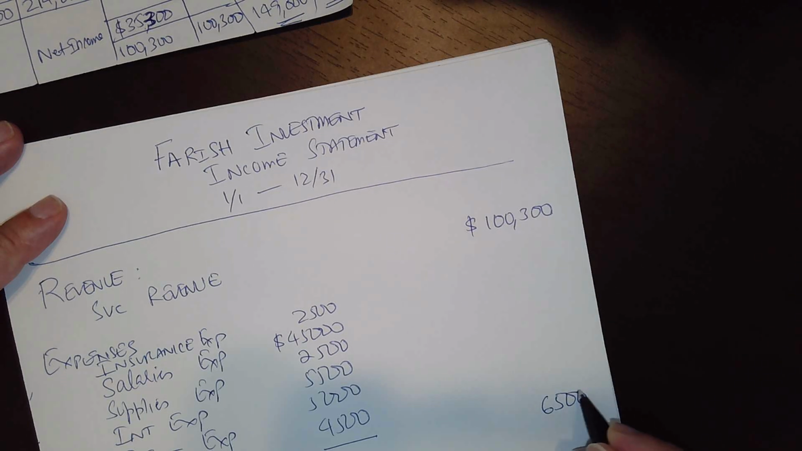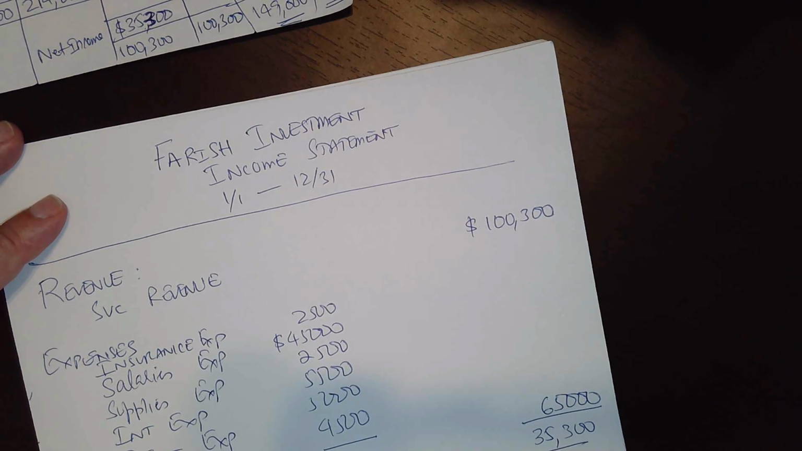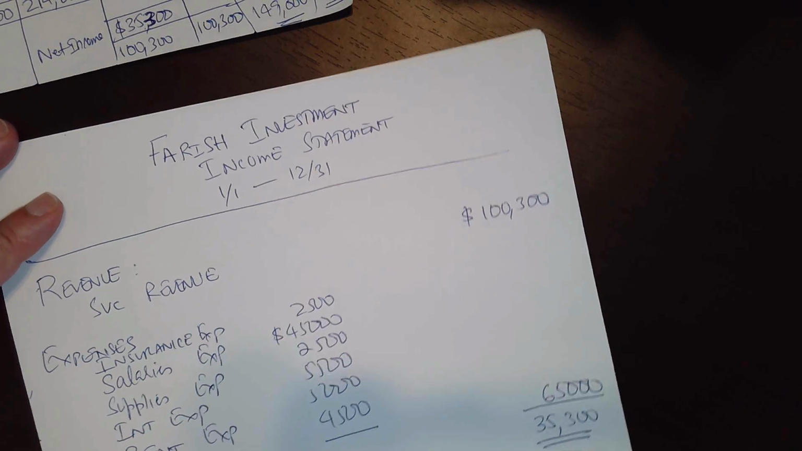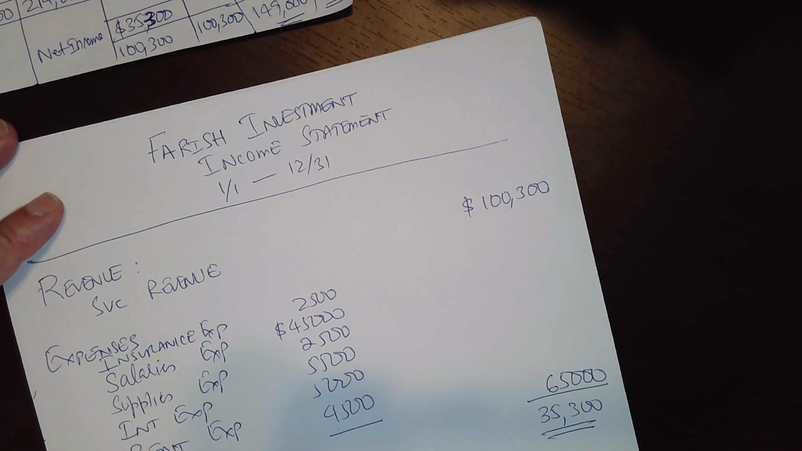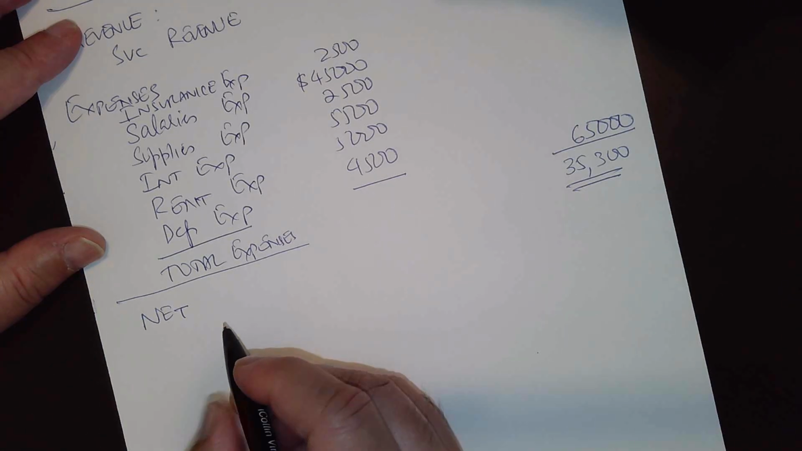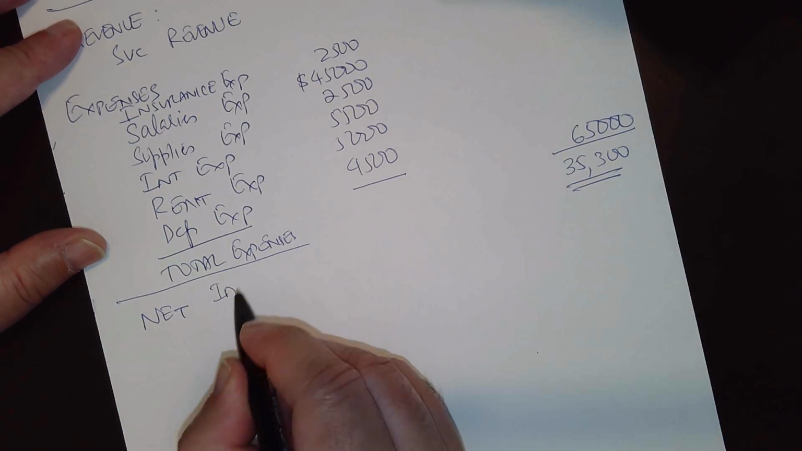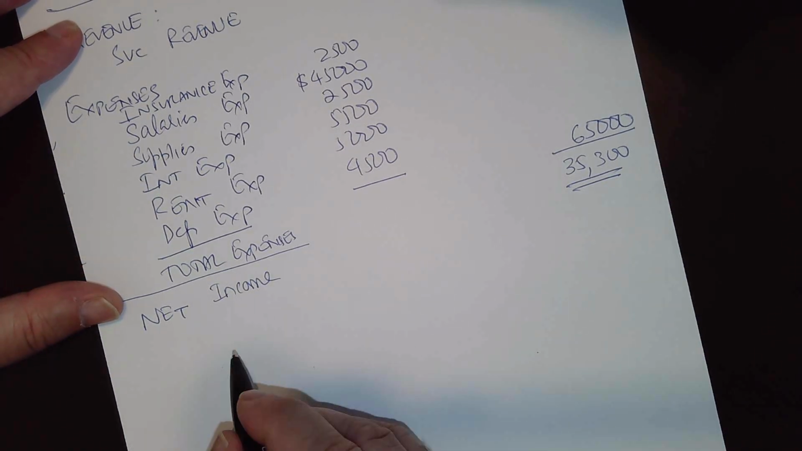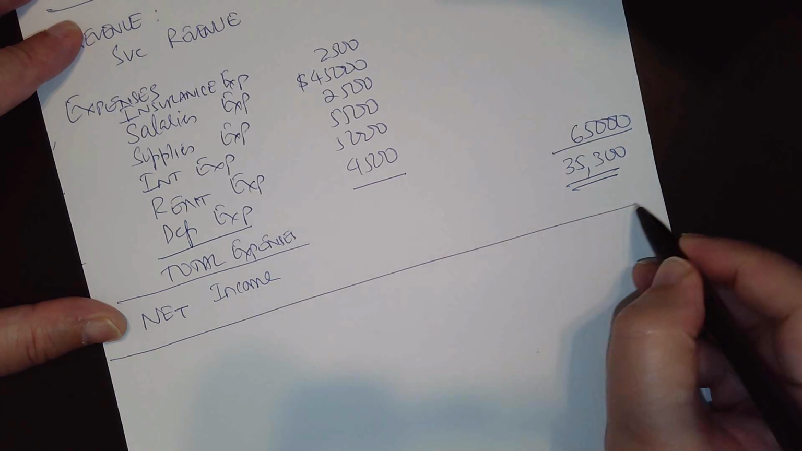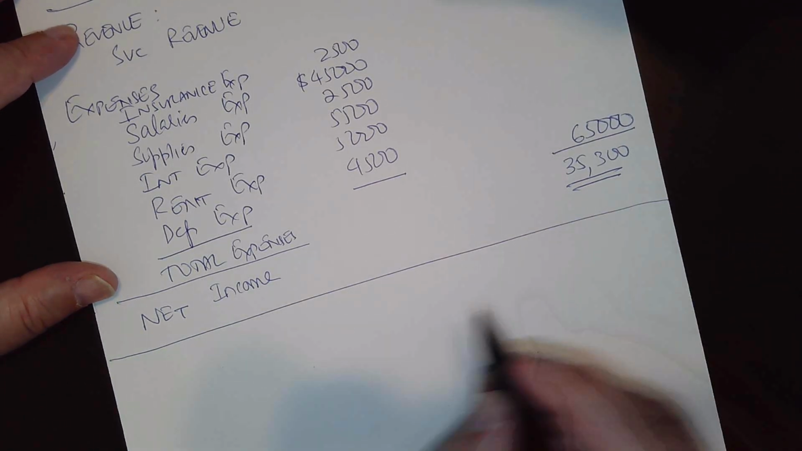So we calculate total expenses, turns out to be 65,000. We have calculated earlier. So our net income turns out to be $35,300 that we have calculated. So this is our net income. Net income is 35,300. All right. Next thing we have to make is a statement of retained earnings.